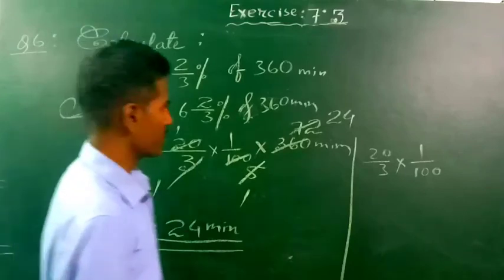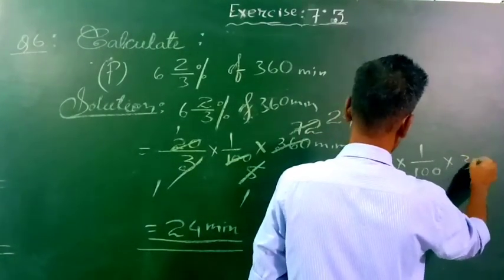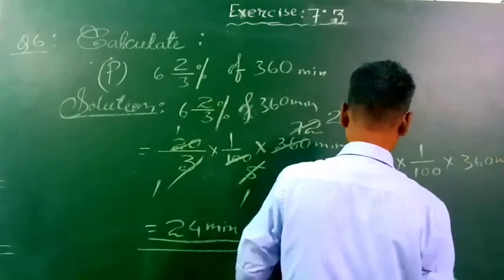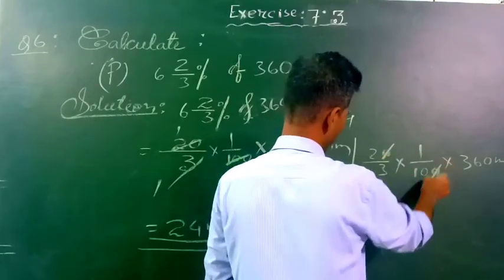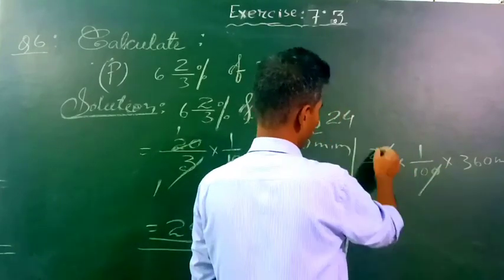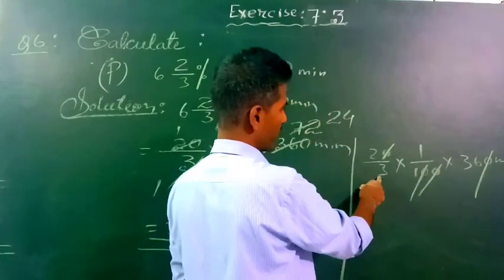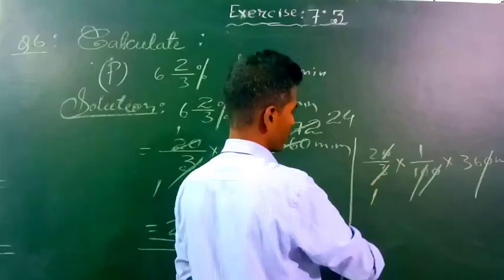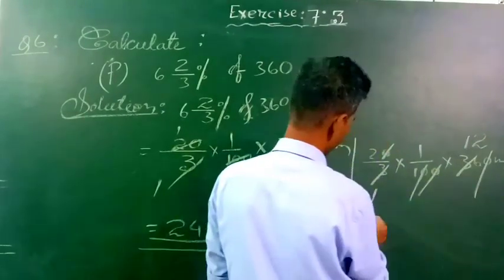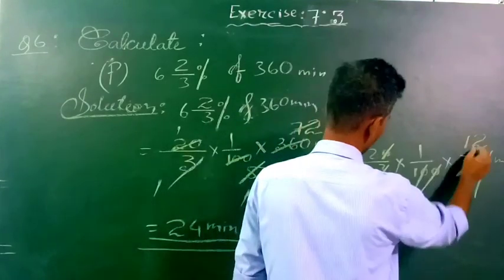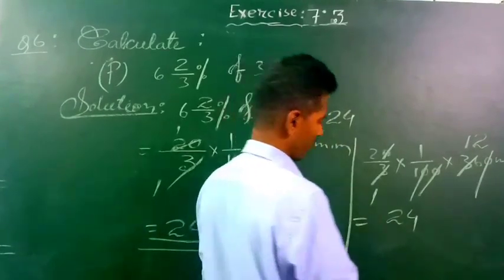Now see, into 360 minute. If you don't know, there's no big division. You can do like this. This zero cancels. Now this zero cancels. Here what remains? Only 3. So 3 times 1 is 3. 3 times 1 is 3. 3 times 2 is 6. What remains? 2 into 1 into 12, 24. Are you getting me?